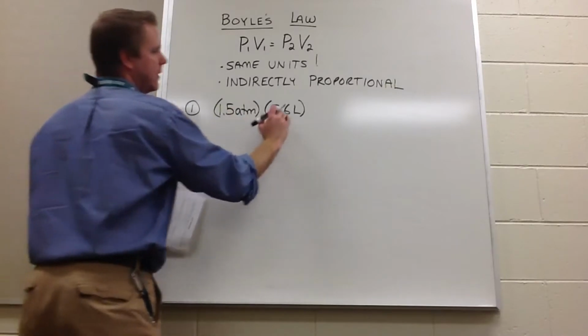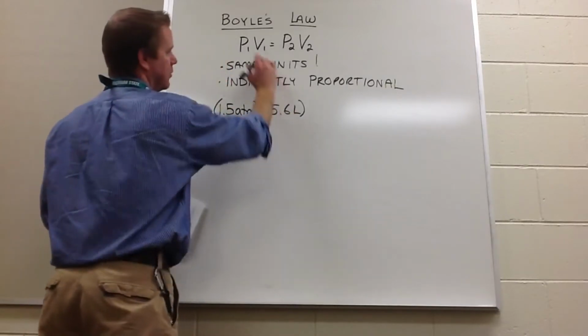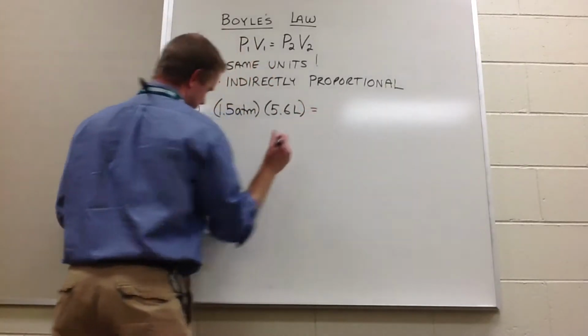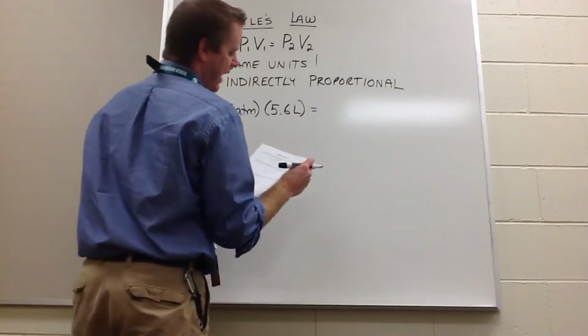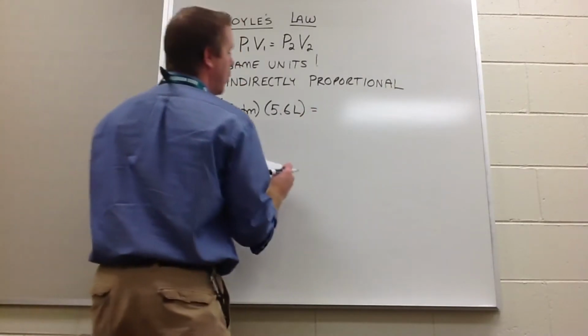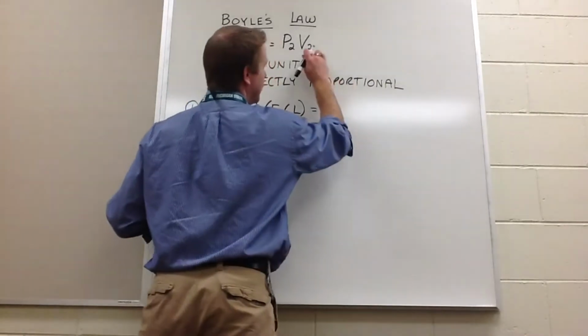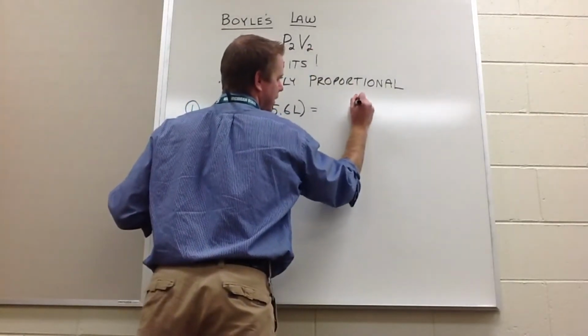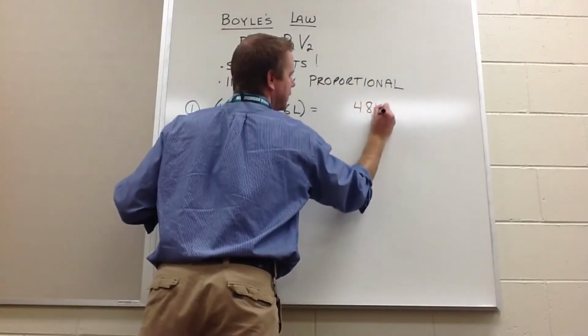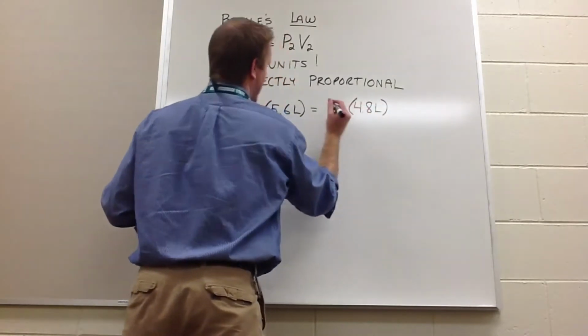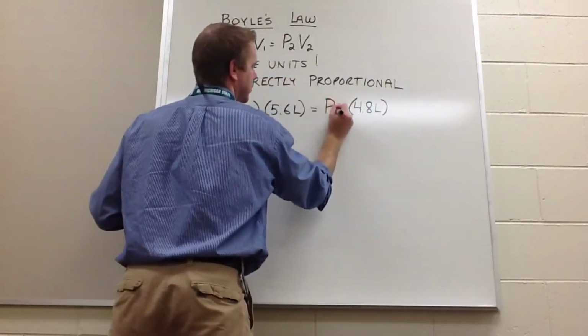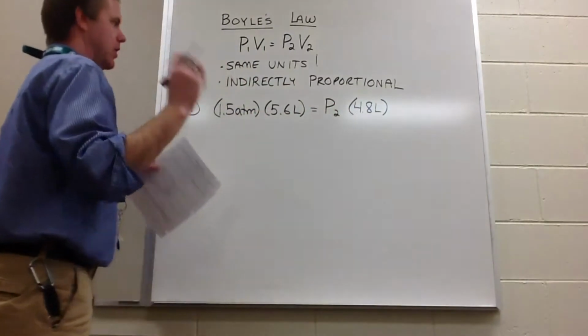ATM being a measure of pressure, it's the standard pressure, right? And 5.6 liters being the volume. Equals. And compress the gas until its volume is 4.8 liters. So the new volume, or V2, is going to be 4.8 liters. What that's going to be multiplied by is P2, or P final, whatever you want to call it.